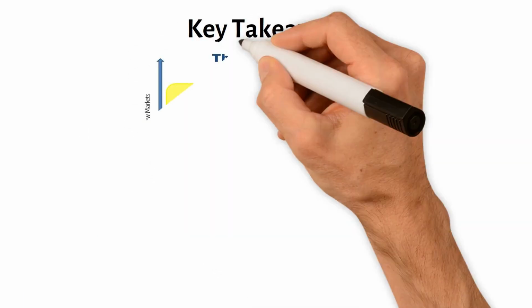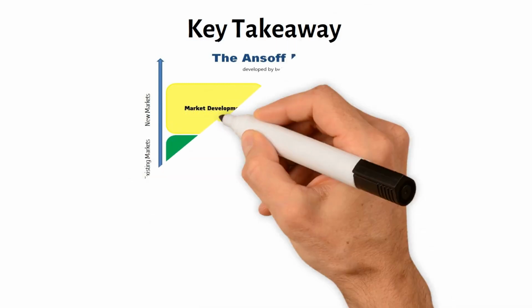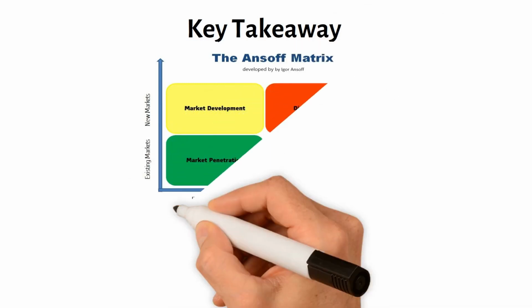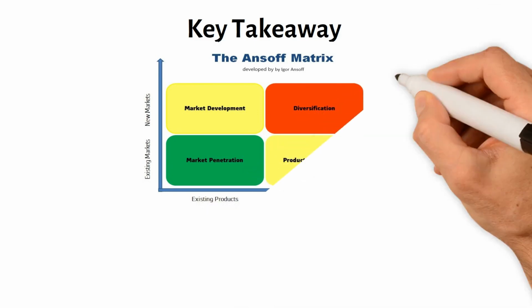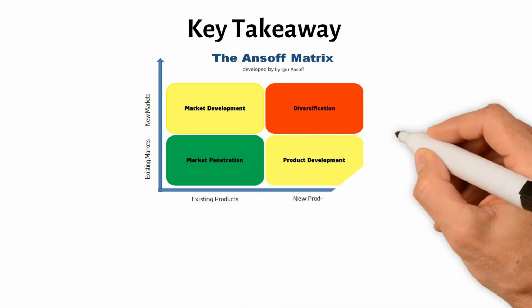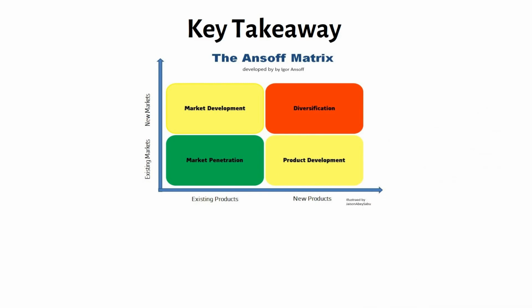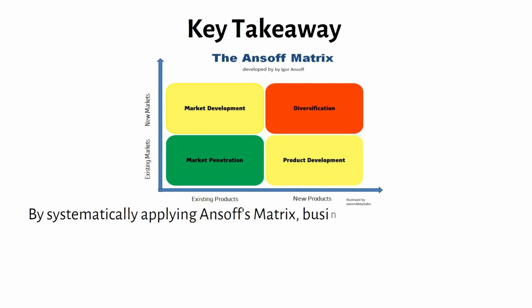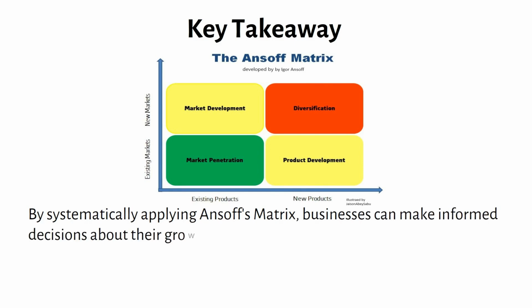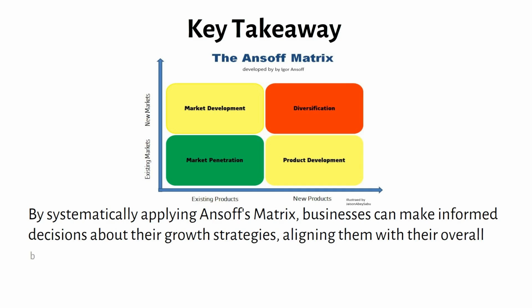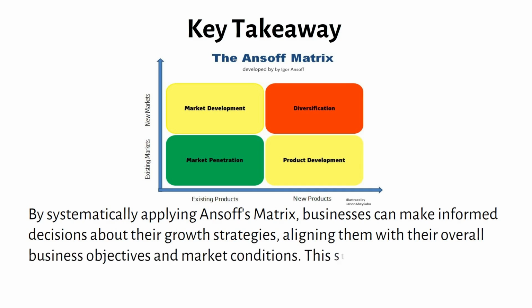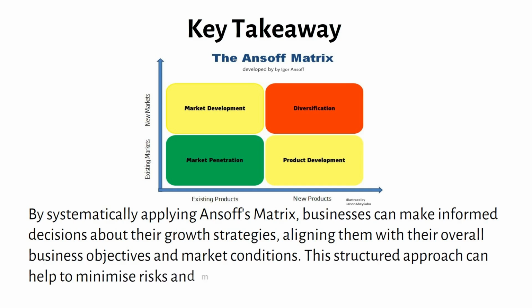Key takeaway. The Product Market Expansion Grid is a versatile tool that allows businesses to consider different growth options and tailor their strategies based on their specific goals, resources, and risk tolerance. It provides a structured approach to decision-making in the context of business expansion and development. By systematically applying Ansoff's matrix, businesses can make informed decisions about their growth strategies, aligning them with their overall business objectives and market conditions. This structured approach can help to minimize risks and maximize the chances of successful growth.